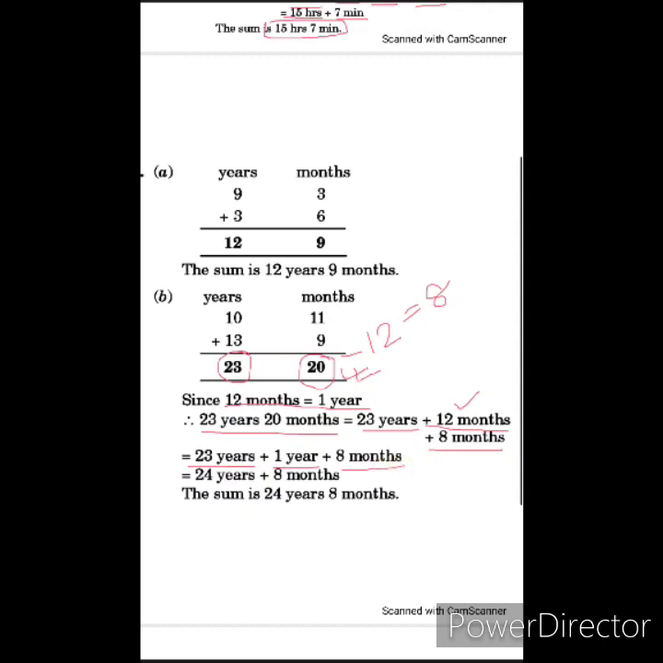In the next step, we add 23 years plus 1 year, that is 24 years now, and 8 months will remain the same. So the answer of the sum is 24 years 8 months. Students, you need to note down that if the months answer in the sum is more than 12, then it will be separated. By subtraction, you can separate it, as we know that 12 months is equal to 1 year.